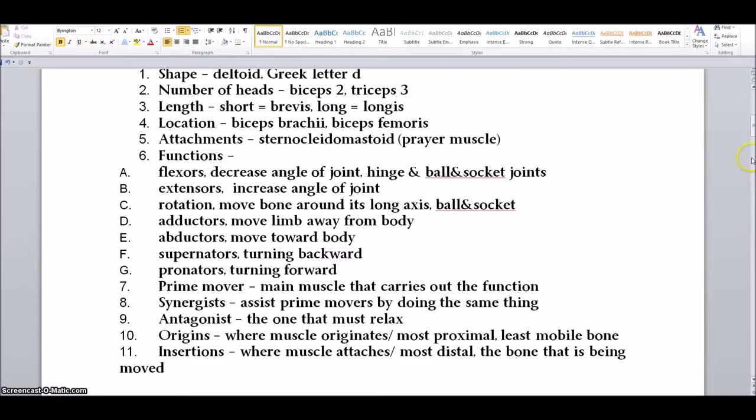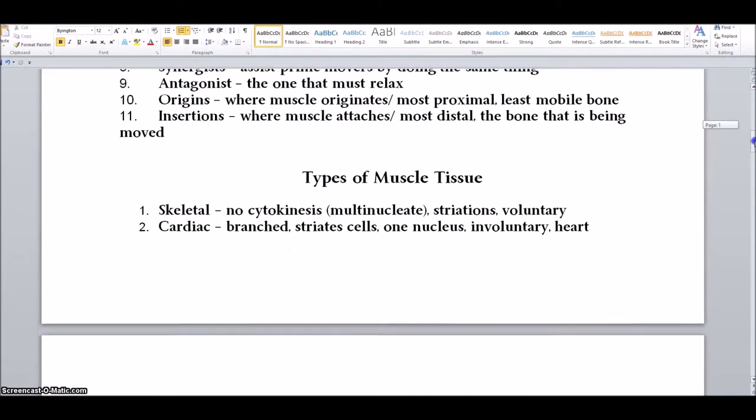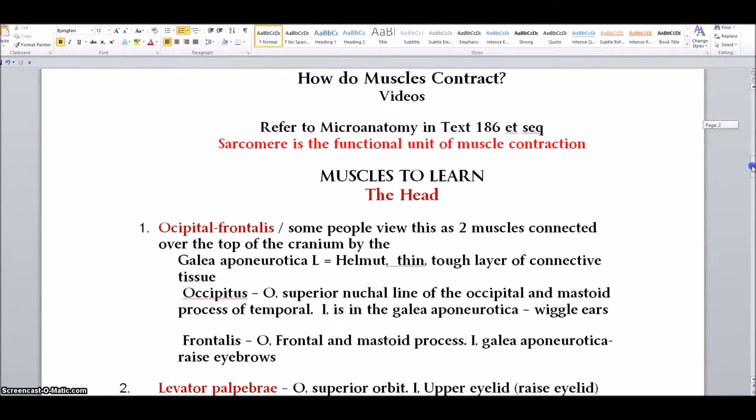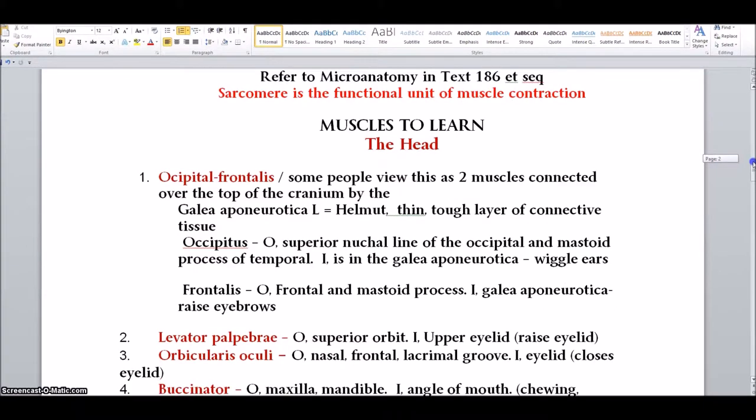File, save, okay. And we've talked about the types of muscle tissue already. You've got some information on the physiology of how muscles contract. And now I'm going to show you this list of the muscles and where they are and what to learn. I'm not going to go over that here, but it'll be there for you.